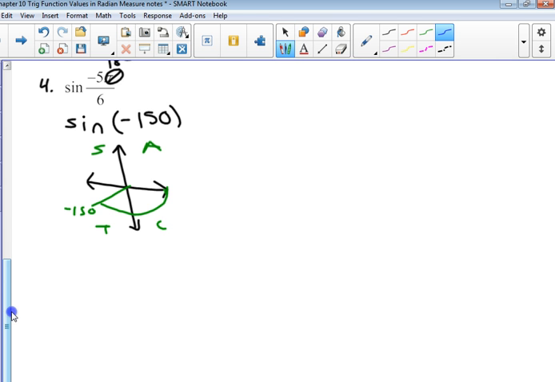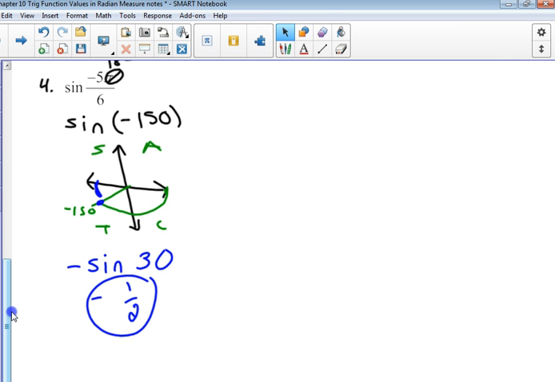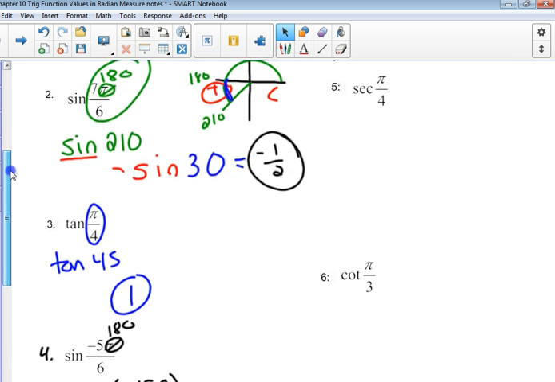Is our sign going to be positive or negative here? Good, negative sign. And then what's your reference? 30. Good. What's our sine at 30? 1/2. Good job. Perfect. Very nice. Not as bad as you guys thought it was going to look? Especially missing a day. Yeah, not as bad.